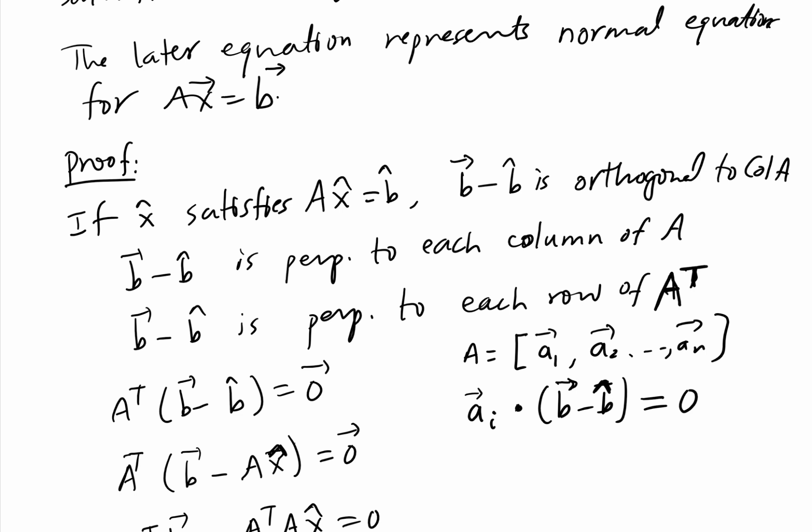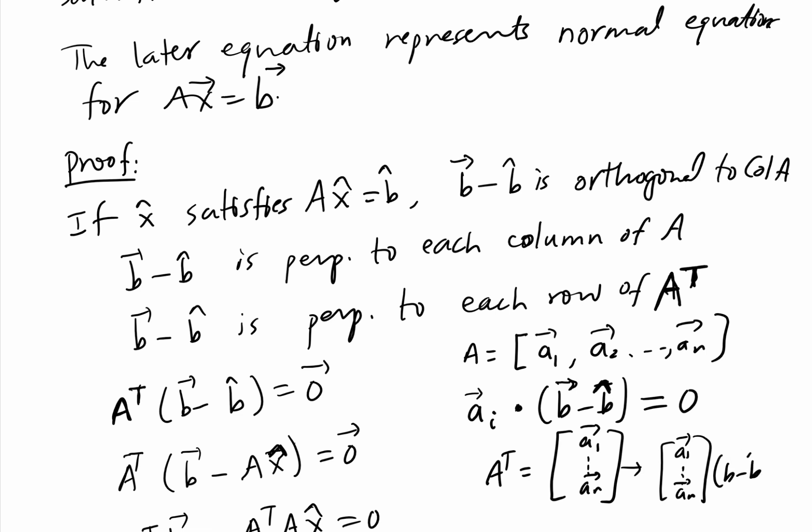So now we go back to this A transpose, right? So what is A transpose? A transpose becomes A1 all the way down to An, like that. So if you take A transpose dotted with b minus b hat, that should give us 0. So A transpose, A1 all the way to An, dotted with b minus b hat, that should give us 0.